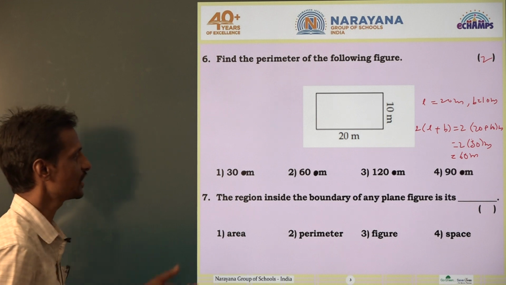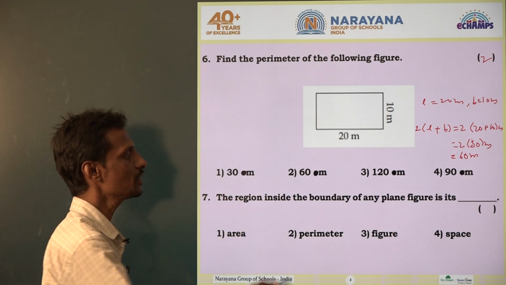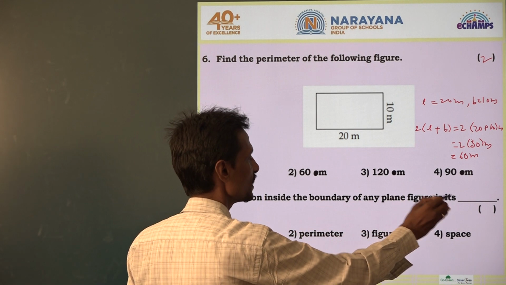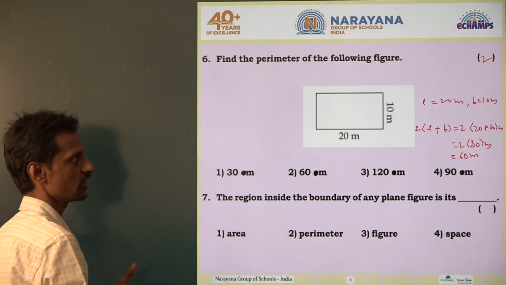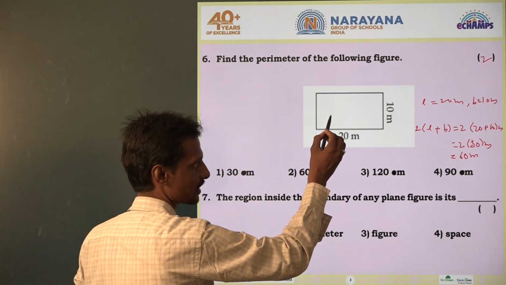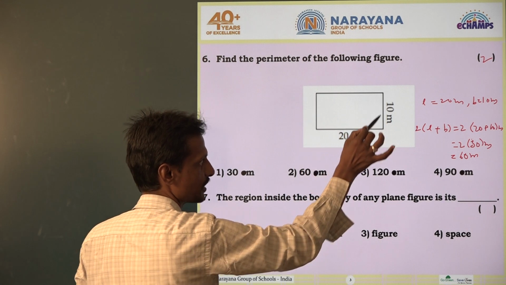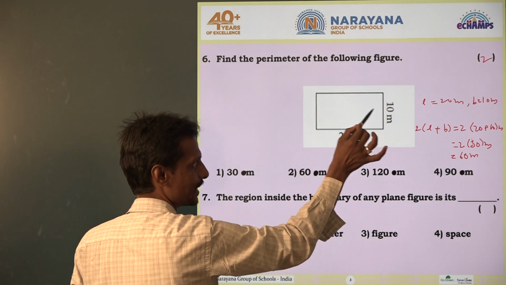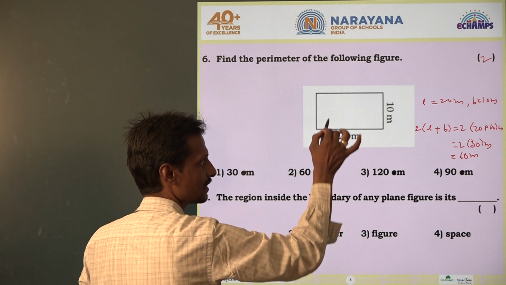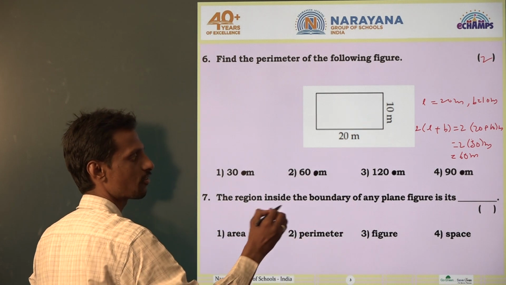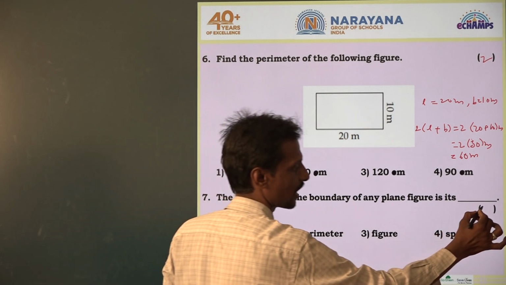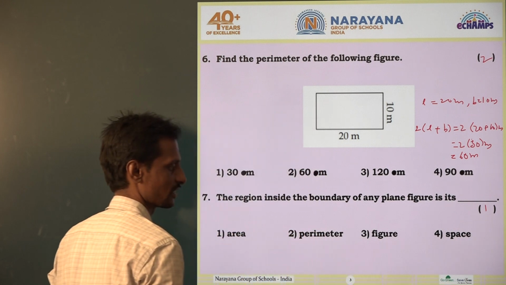Seventh one, the region inside the boundary of any plane figure is its what? For example, see the rectangle given here. These are the boundaries. What is the inside place of this? What do we call it? The inside region of the boundary of a plane figure is called area. So the first one is the correct answer.